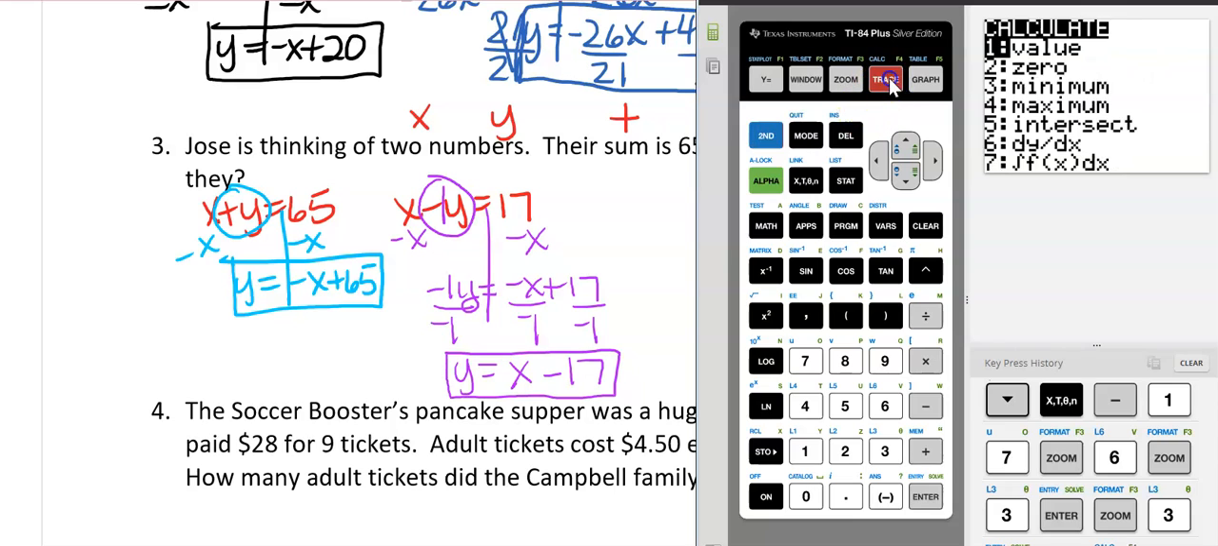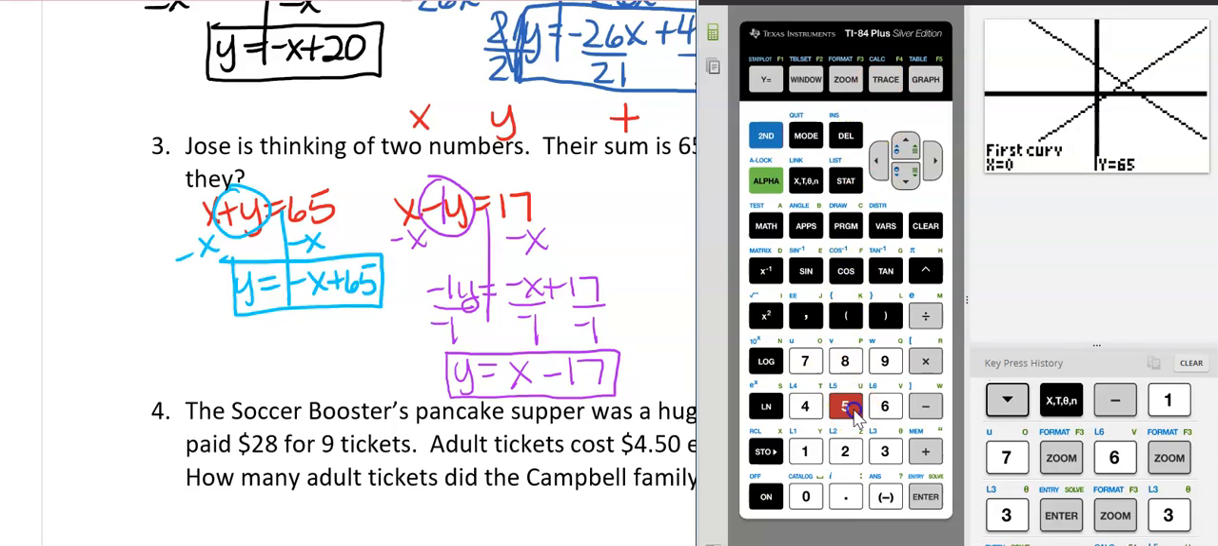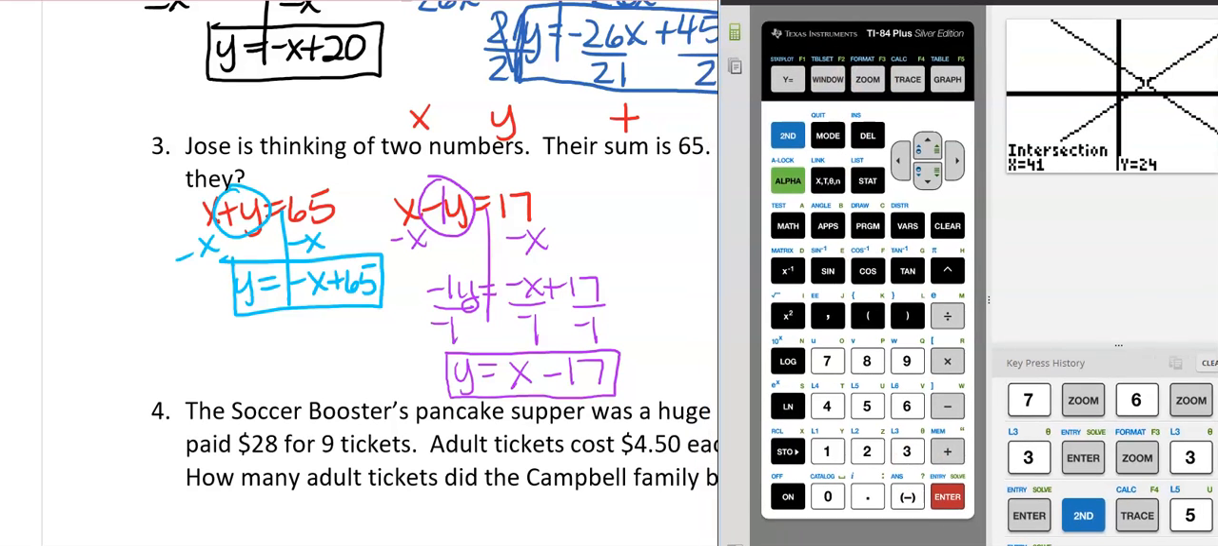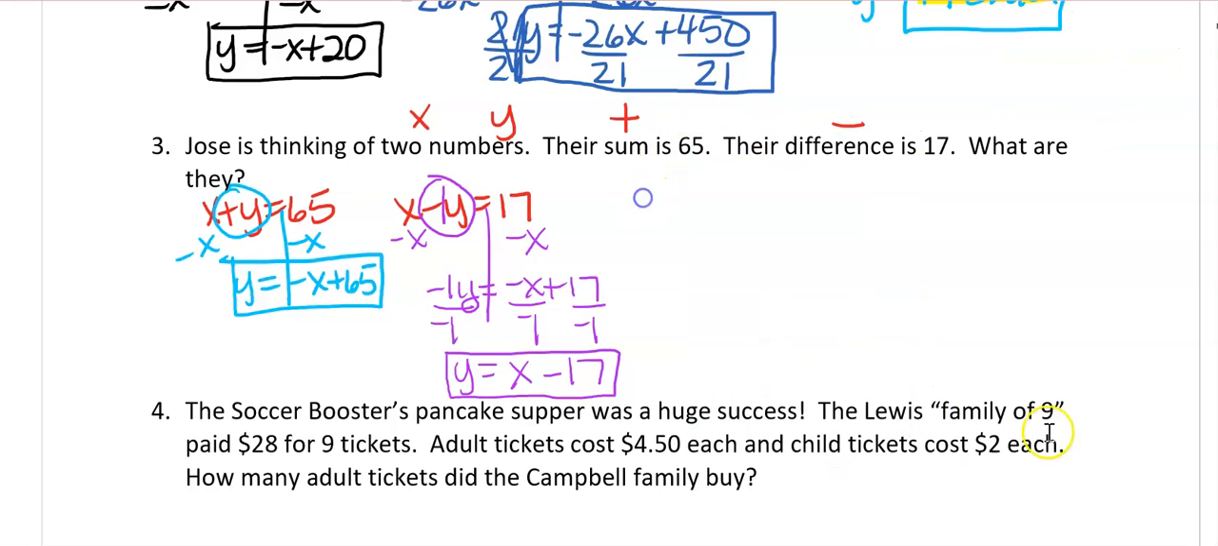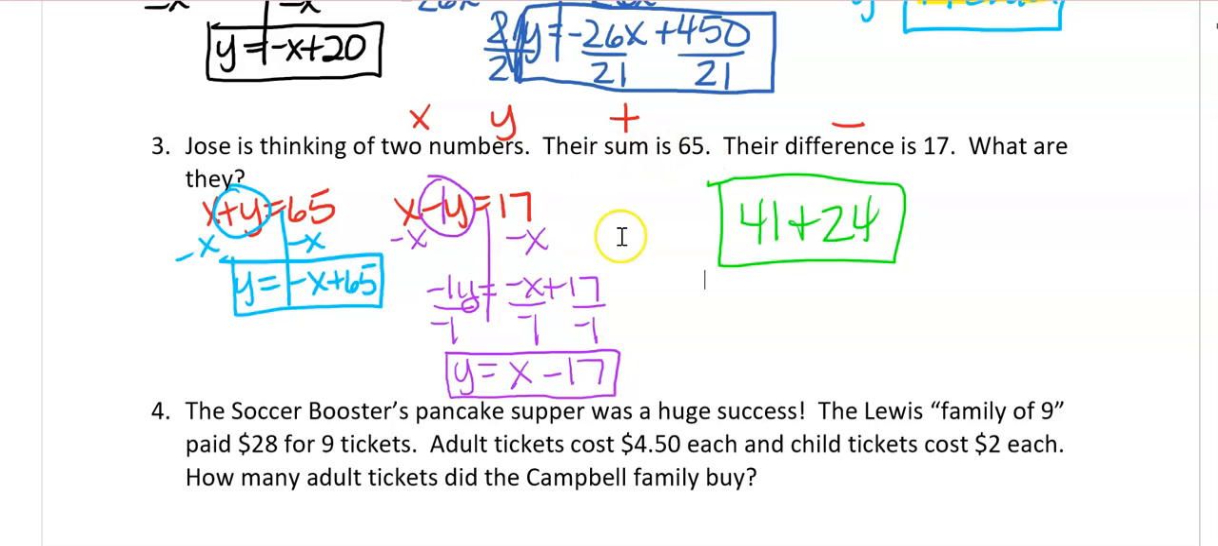So I'm going to hit second, trace, 5, enter for the first line, enter for the second line. Do I want it to guess the answer? Yep. And it's 41 and 24, our two numbers. So I'm just going to go down there and write those. 41 and 24. I'm not going to label them as X and Y because they weren't technically a variable we had to define, like one number, second number, or whatever.